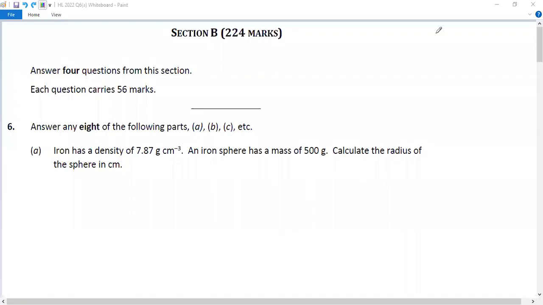Hi everyone, I'm just going to get us started on question 6A from the 2022 higher level paper. And just so we know where we are, question 6 is the short question section. It's the starter section B. As you can see there at the top, it gives you your instructions. You answer only 4 questions for this section. That was the rules in 2022. That may change in 2023. That was part of COVID allowances.